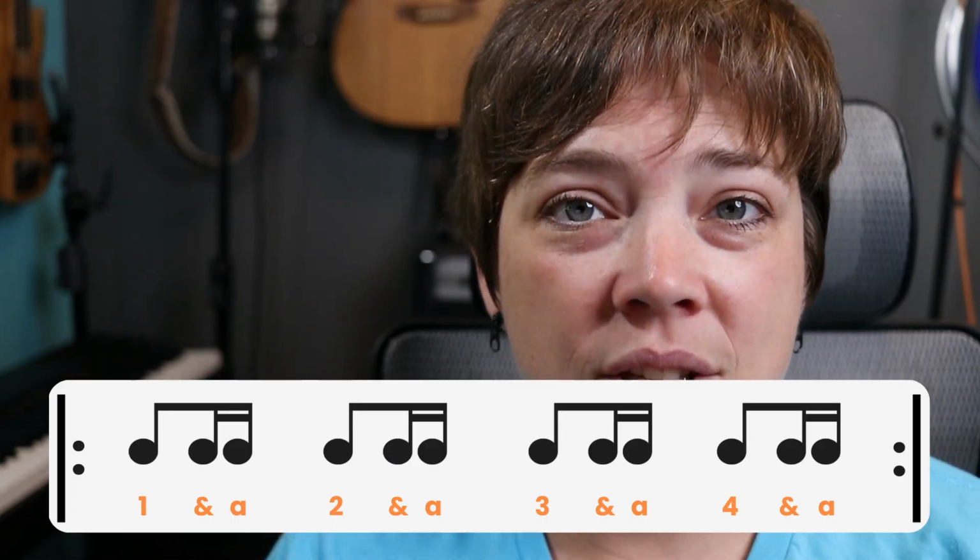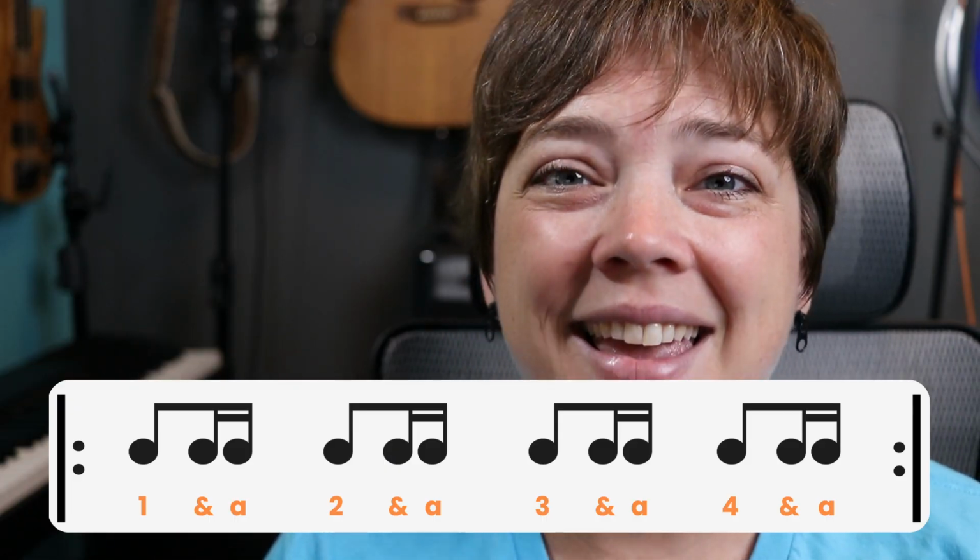Now I want us to think about this in terms of our note pyramid. So we have our 1 and here the and is split in half, but the 1 is not. The 1 still contains the 2 16th notes combined. The 1 E are not split. So we have 1 E and a. The way it sounds is 1 and 2 and 3 and 4 and.